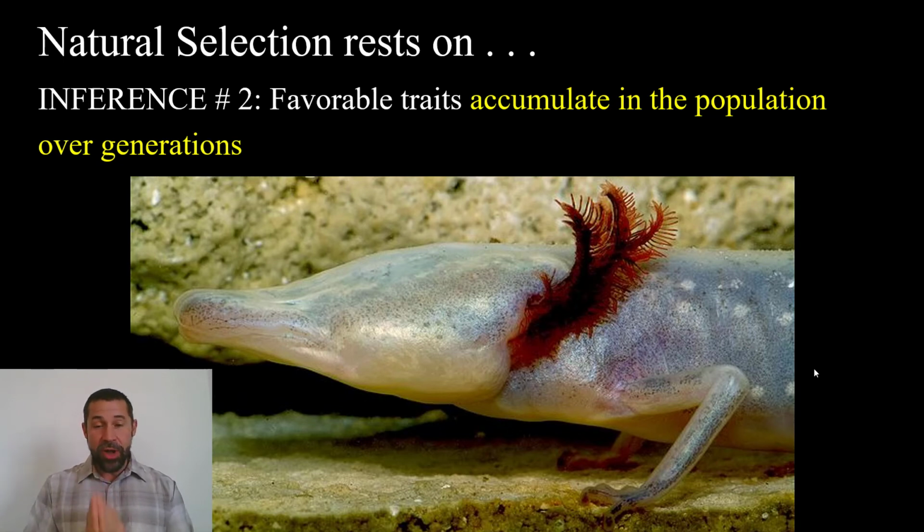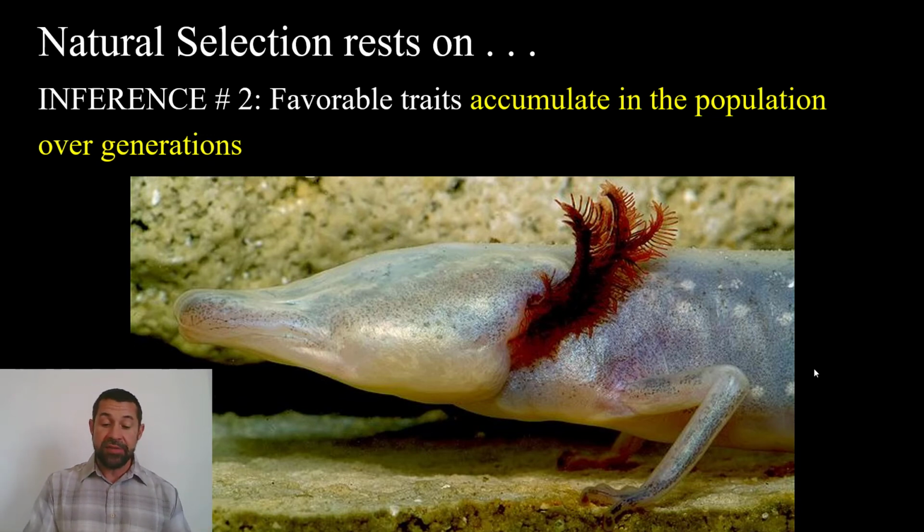Finally, Darwin recognizes that if there are differential rates of survival and reproduction, those individuals with the favorable traits, the traits that help them survive and reproduce, are going to pass those beneficial traits on to the next generation. Over thousands, millions of generations, the favorable traits will accumulate in the population over time. The population will better adapt to the environment in which it's found. The population will evolve.